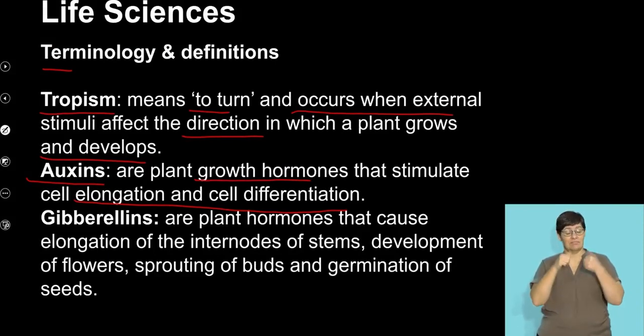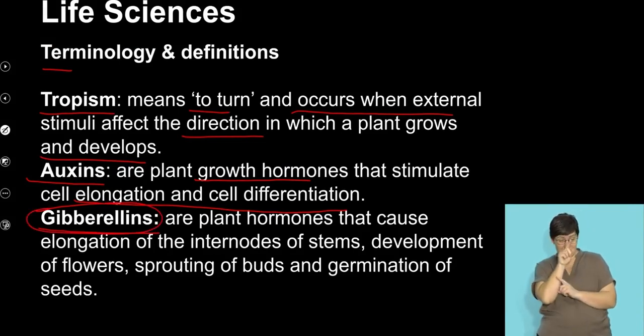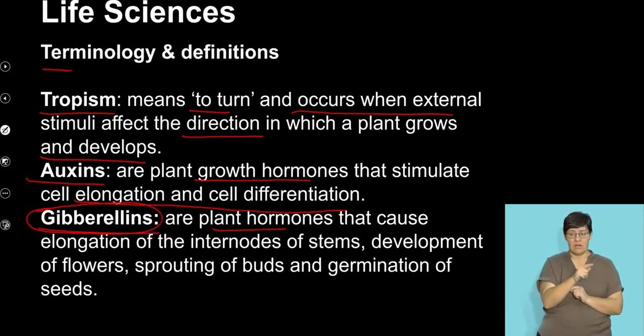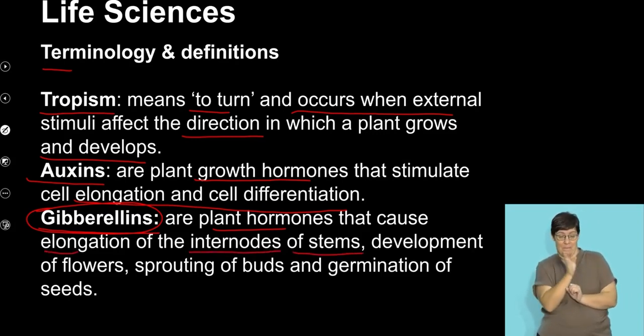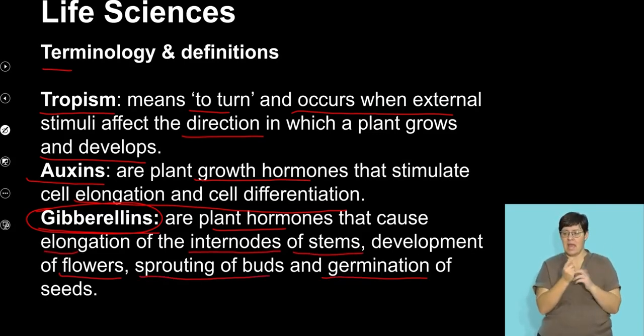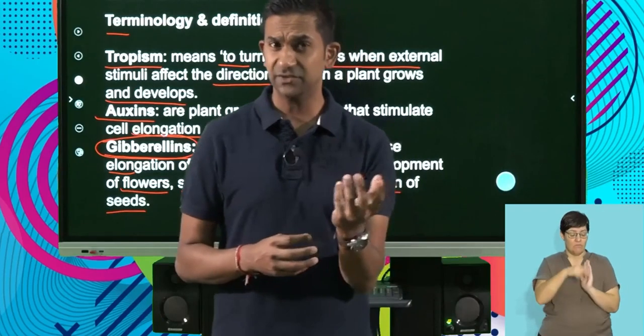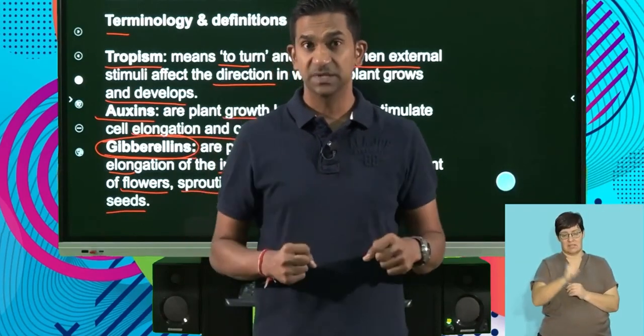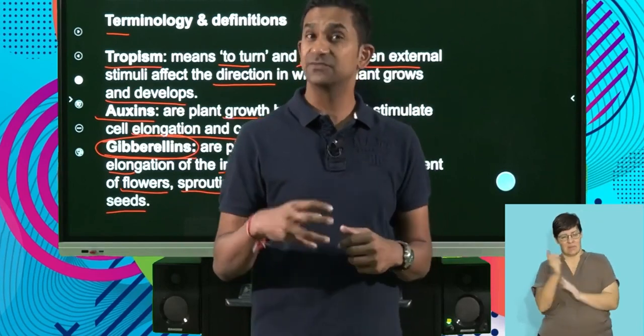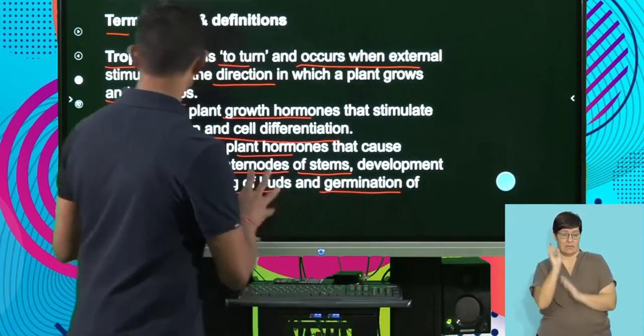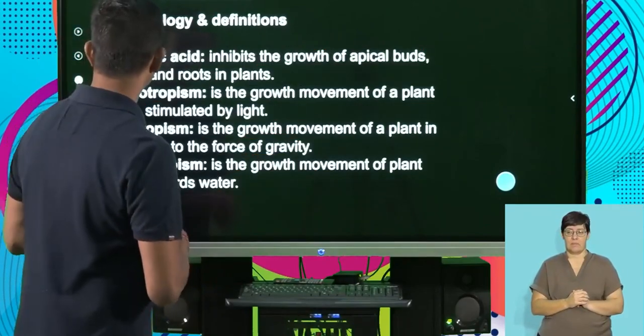Another set of hormones that we're going to look at are called gibberellins, and it's important that we recognize this term. Gibberellins are plant hormones that actually cause the elongation of the nodes and internodes of the stems, the development of flowers, the sprouting of buds, and the germination of seeds. So this is quite a complex hormone that has a significant role in the growth of the nodes, the development of seeds, as well as the formation of fruit and flower. So we'll spend some time looking at that.